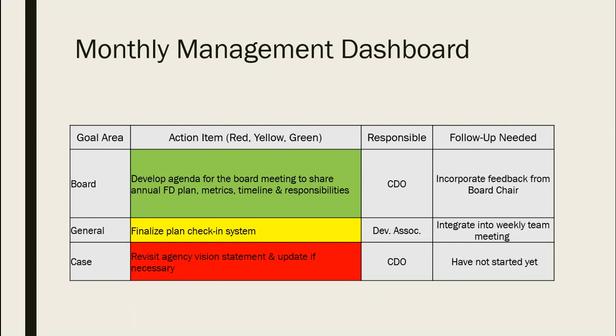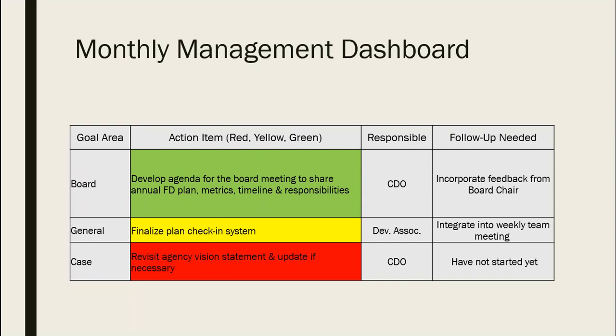They're talking about what follow-up needs to happen, and then you're meeting as a team to talk about what challenges we're facing and help people get unstuck. So, in this case, the CDO is having a really hard time revisiting the agency vision statement, and maybe it's because she really needs to meet with the CEO and she can't get any time on the CEO's calendar.